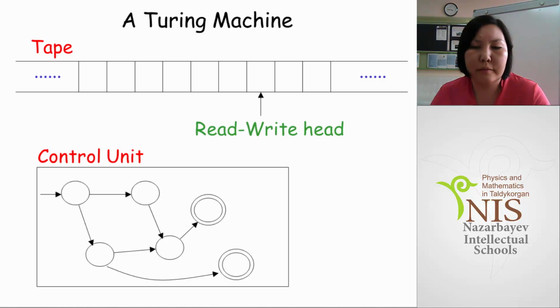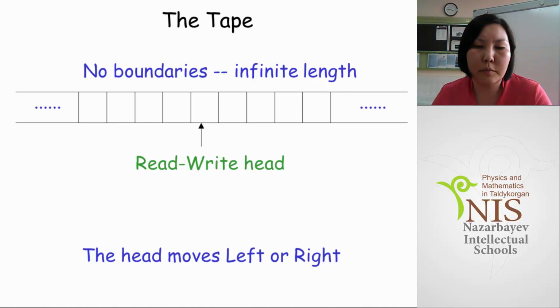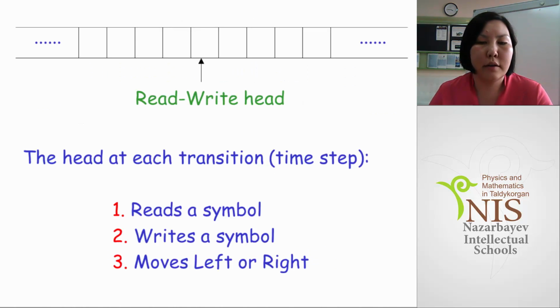Except for the tape, we have a read-write head and a control unit. The tape, as we said before, has no boundaries. It is of infinite length. And the head can move left or right. This head can do any of the transitions or operations below. It can read a symbol, it can write a symbol, it can move left or right.